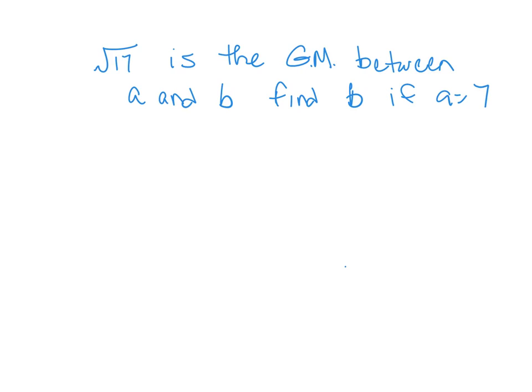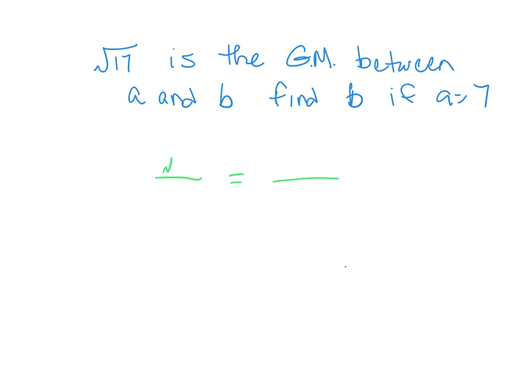When you set up a proportion, whenever you see geometric mean, you have to set up a proportion. So I just set up my line equals my line. And this is the easiest thing in the world. Who is the geometric mean? In the middle. What does it say in the problem? Square root of 17.